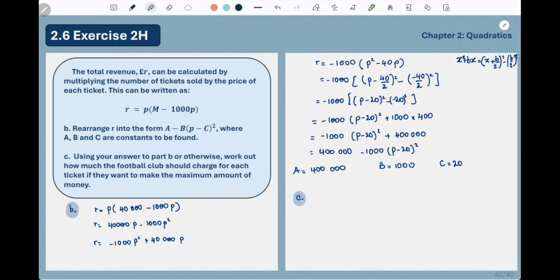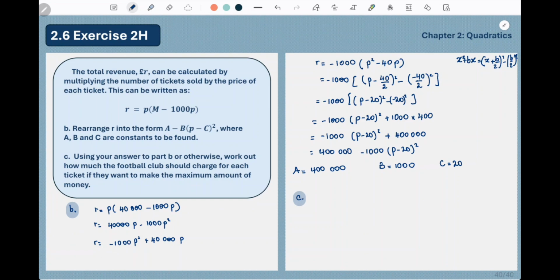So part C. Using your answer to part B or otherwise, work out how much the football club should charge for each ticket if they want to make the maximum amount of money. In our previous sessions, we've known that every quadratic equation should have a turning point, and that turning point is either a maximum or a minimum. And how do we know? Just as a reminder for you all, by the coefficient that is related to the highest power, p squared. Like whether you have x squared, whatever, you just look at the coefficient.